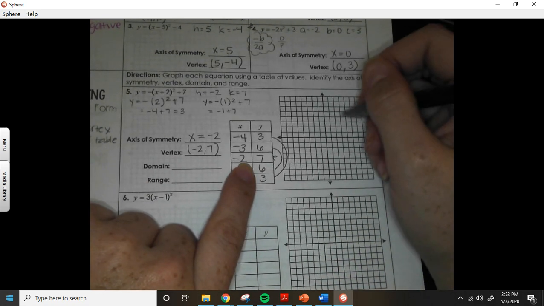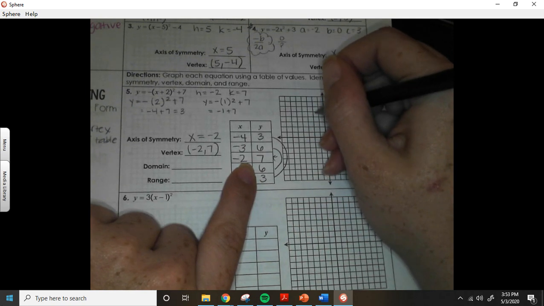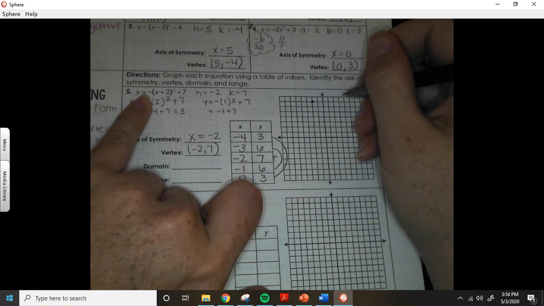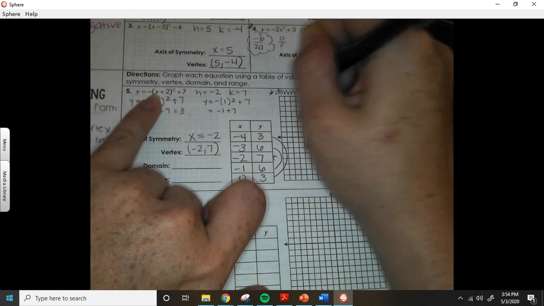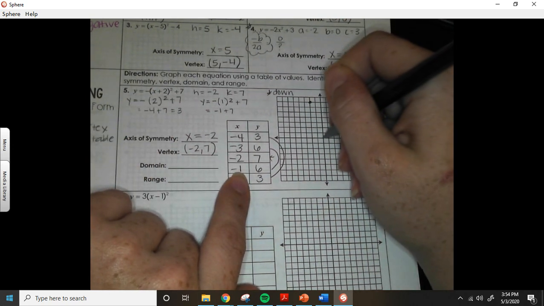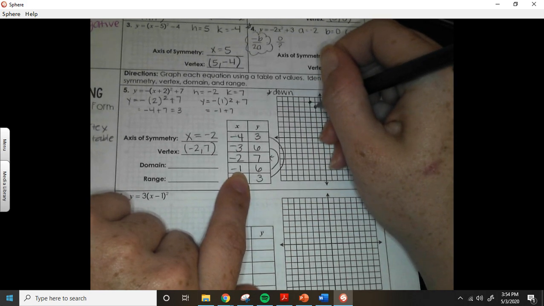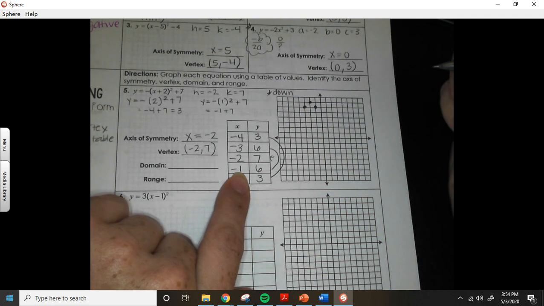Let's start by plotting our vertex. -2, 2, 3, 4, 5, 6, 7. This graph is opening down because of this negative a. So let's go to -1, 6, and then since this was 7, this is going to be 6. And that means I know that this over here is also going to be at y equals 6.